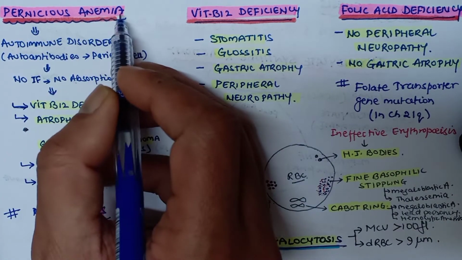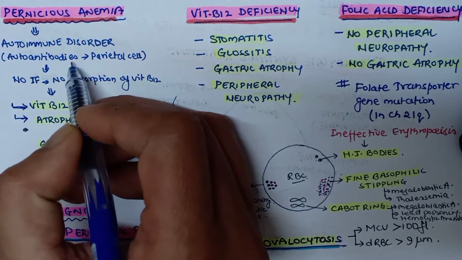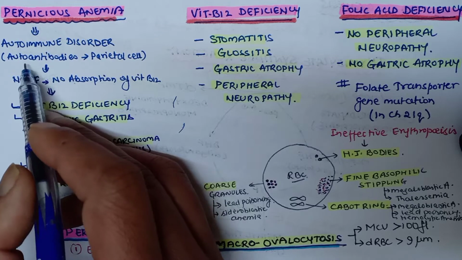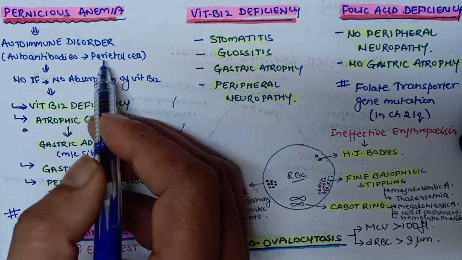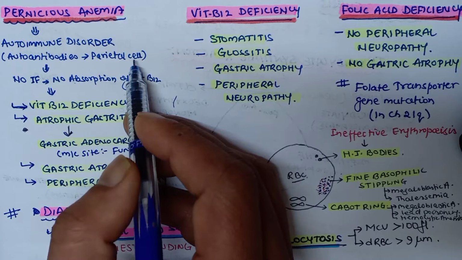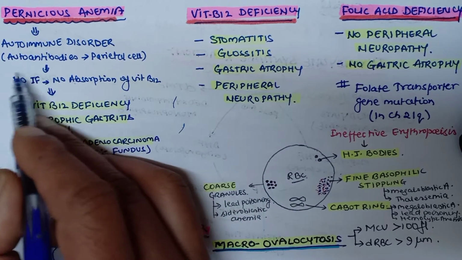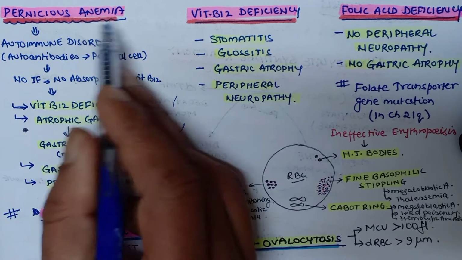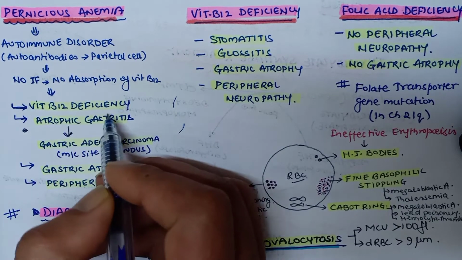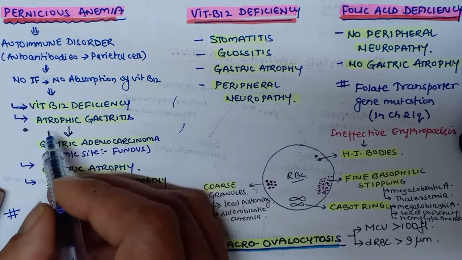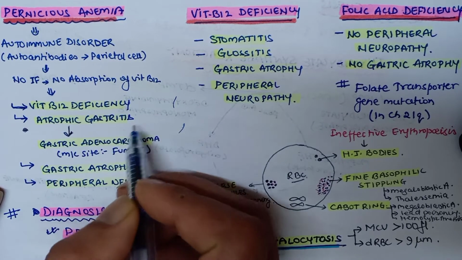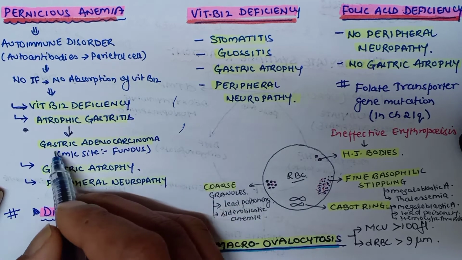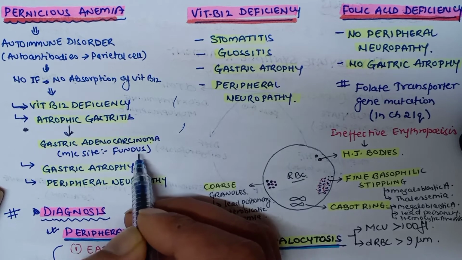So in pernicious anemia, there will be autoantibodies to parietal cells. This is an autoimmune disorder where autoantibodies are directed to parietal cells, and this will cause no intrinsic factor to be secreted. So there is no absorption of vitamin B12. So pernicious anemia will lead to vitamin B12 deficiency. This will also cause atrophic gastritis, which may lead to gastric adenocarcinoma. The most common site of gastric adenocarcinoma is the fundus.